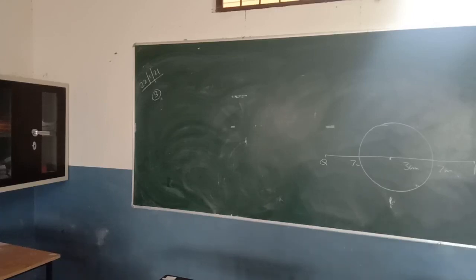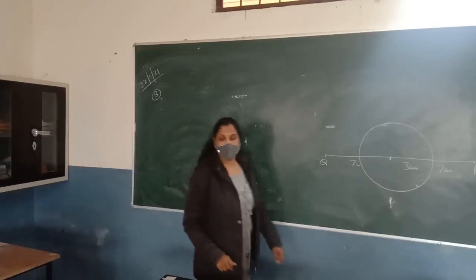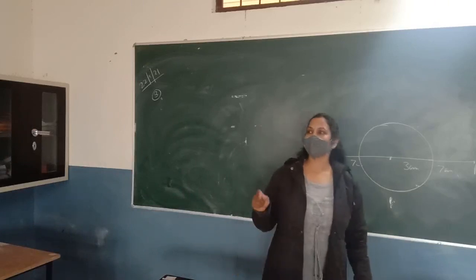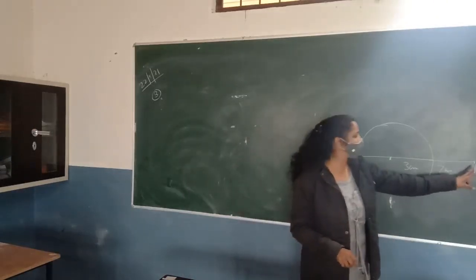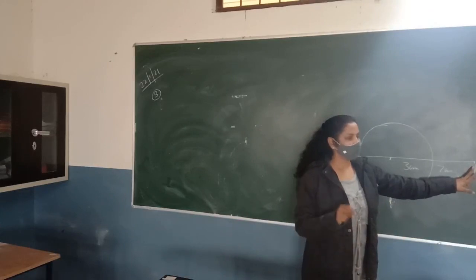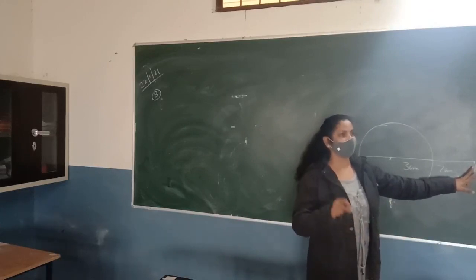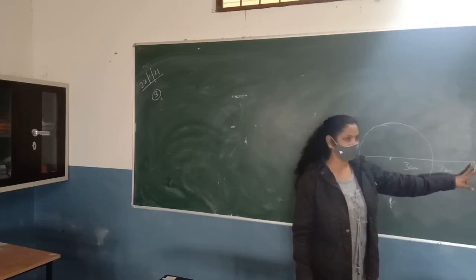Saloni, have you constructed the circle? Good. So we take 2 points P and Q at a distance of 7 cm from the center. Now what is the method to draw the tangent to the circle from the given point? How can you construct the tangent from the point P to the circle?